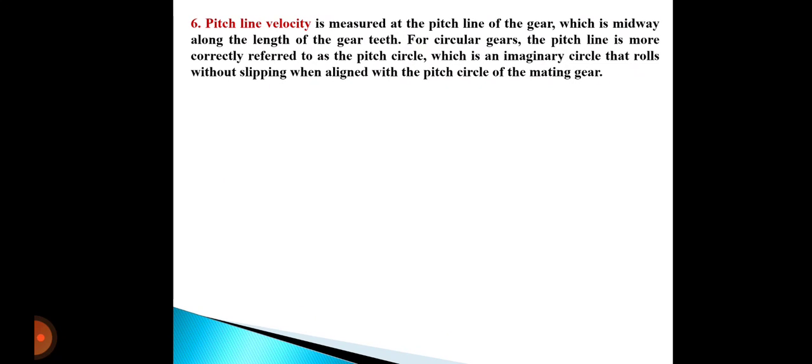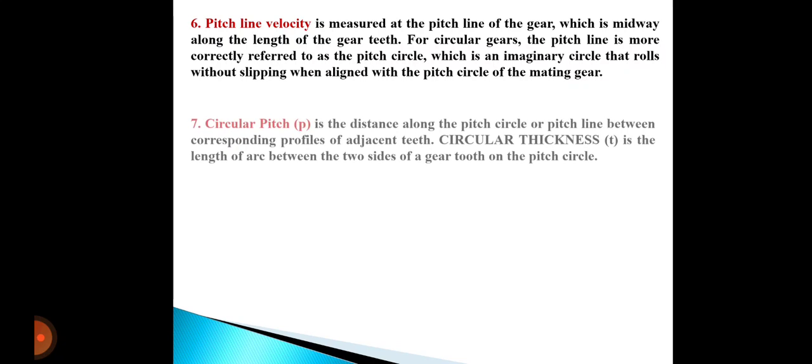Now, pitch line velocity. Pitch line velocity is measured at the pitch line of the gear, which is midway along the length of the gear teeth. For circular teeth, the pitch line is more correctly referred to as the pitch circle, which is an imaginary circle that rolls without slipping when aligned with the pitch circle of the mating gear.